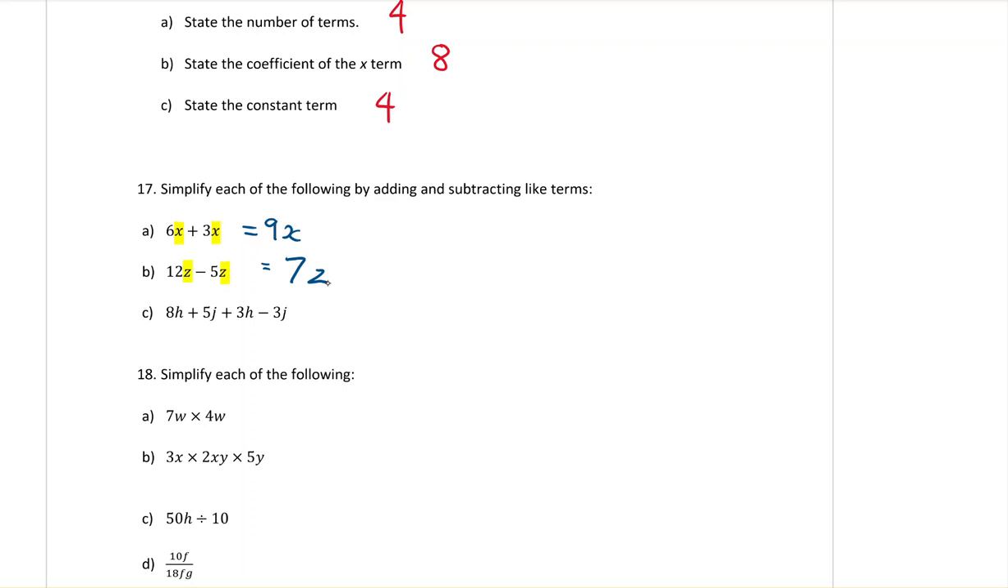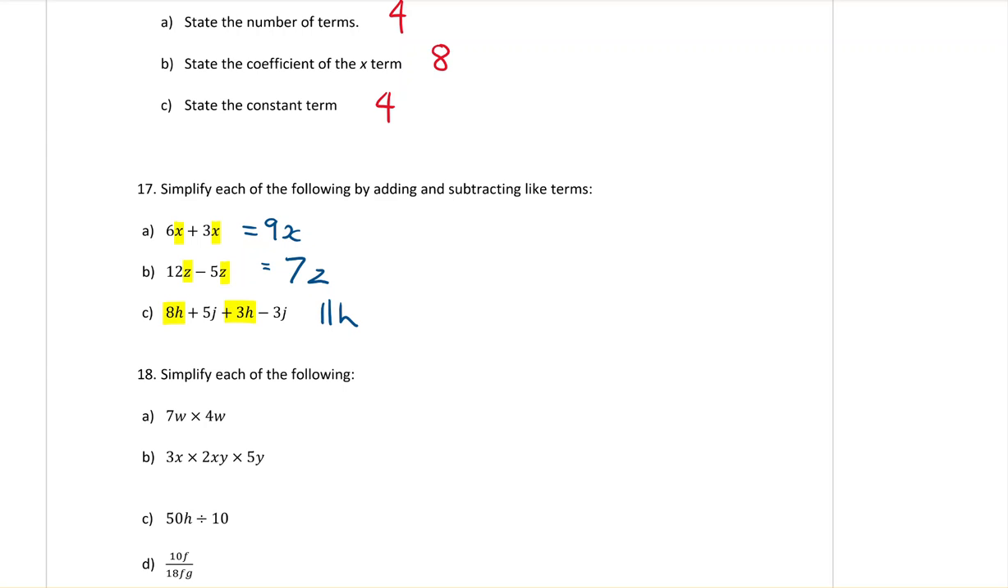Part C. Now this one's the more complicated type because there are different letters in here. You can only put the h's with the h's and the j's with the j's. Okay, so I've highlighted the h's to start with. And I have also highlighted the plus in front of the 3 because that's telling me I have to add them. You always take the symbol in front. It is 8 plus 3, which is 11. So I have 11 h's.